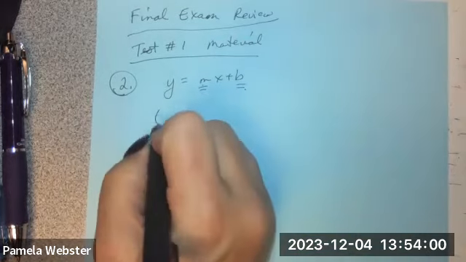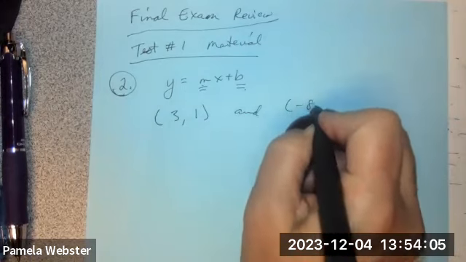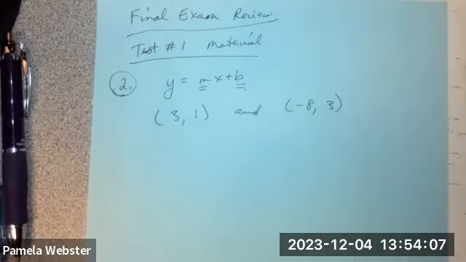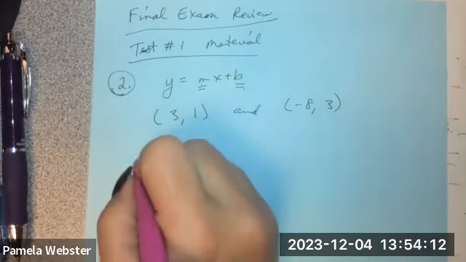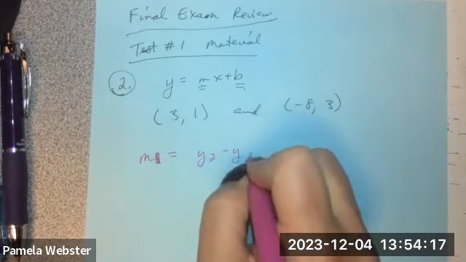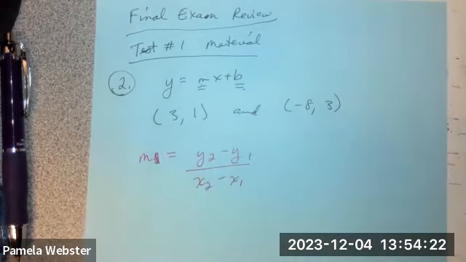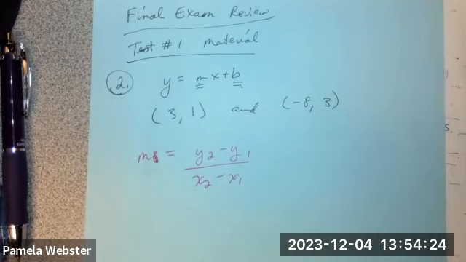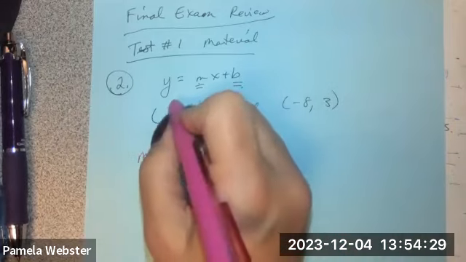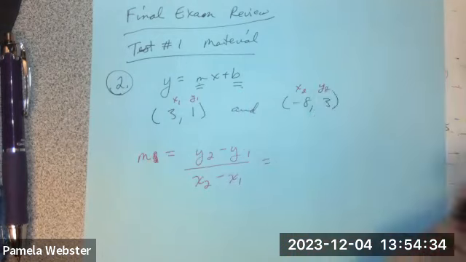The line passes through the point (3, 1) and the point (-8, 3). Okay, so before I can do anything else, I need to have my slope. So m equals, sorry about that, y sub 2 minus y sub 1 over x2 minus x1, or depending on how you learned it, rise over run, or change in y's over change in x's, however you want to think about that. I'm going to call the first point my x1, y1, and the second point my x2, y2.